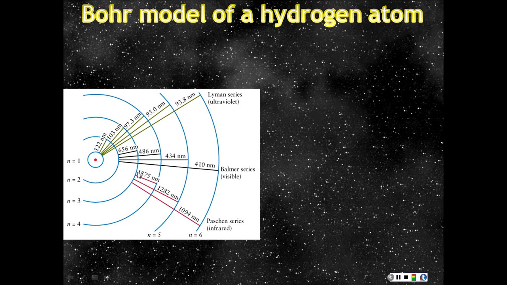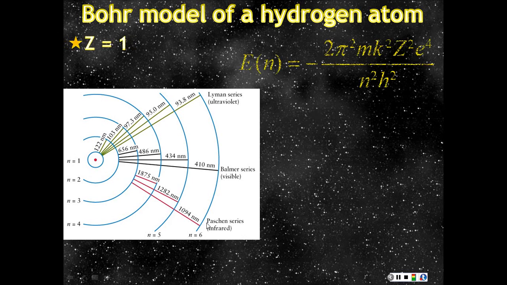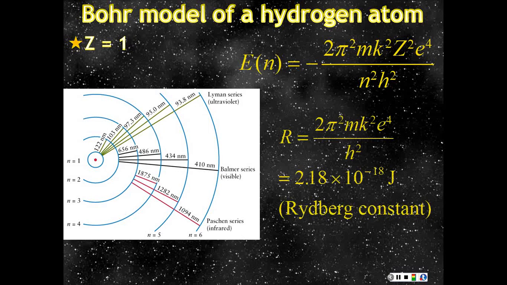If you're in n equals 3, now the jumps that you can make upwards are all in the infrared, and so on. So this is Z equals 1. Here I've got my equation for what the energy is. I'm going to say that all of these things, so this is not the Z, but my Z equals 1, but all of the other numbers are constants.